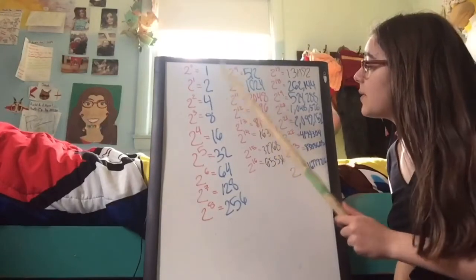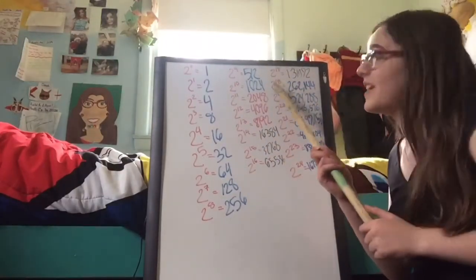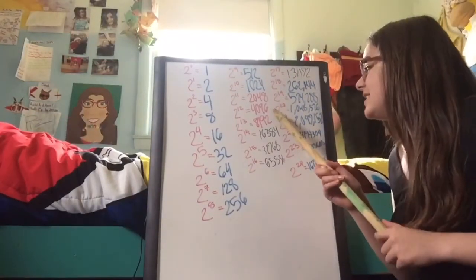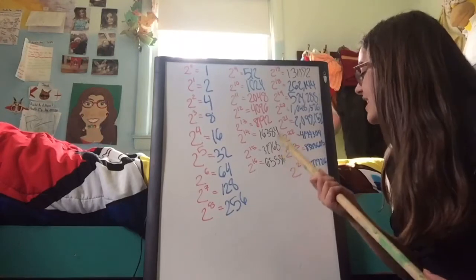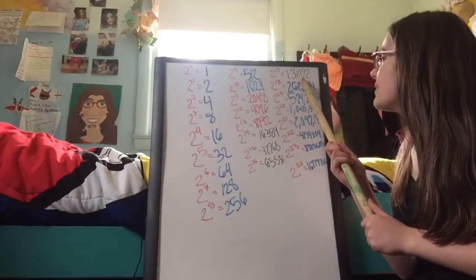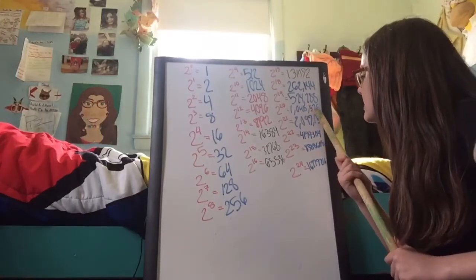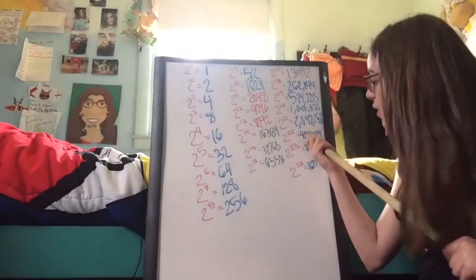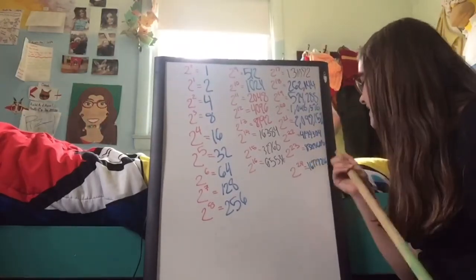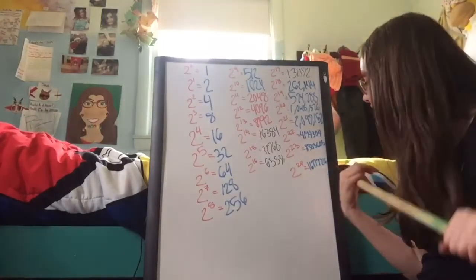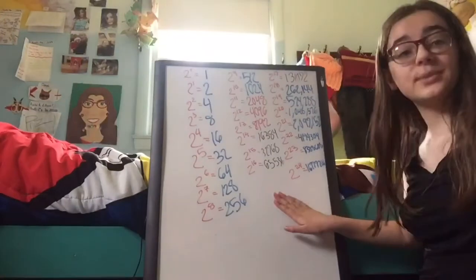It goes 1, 2, 4, 8, 16, 32, 64, 128, 256, 512, 1,024, 2,048, 4,096, 8,192, 16,384, 32,768, 65,536, 131,072, 262,144, 524,288, 1,048,576, 2,097,152, 4,194,304, 8,388,608, 16,777,216, and that is the list of powers of 2 from 2 to the 0th to 2 to the 24th.